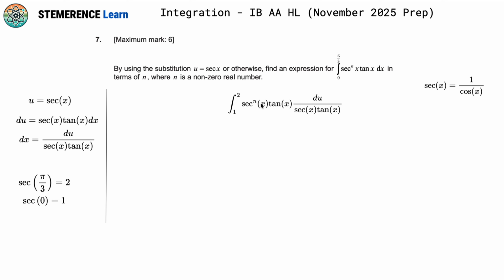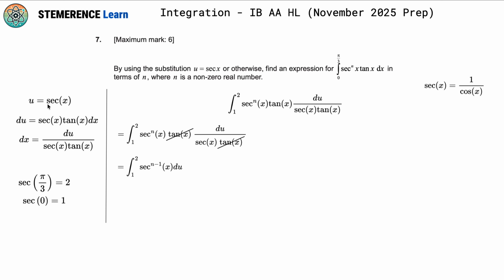And we get secant to the n of x times tan of x. And this is just du over secant of x times tan of x from here. And now if we simplify it further, notice that the tan of x cancels out. And then if we use our exponent laws, we know that since the bases are the same, we can subtract the powers. So we get the integral from 1 to 2 of secant to the n minus 1 of x with respect to u. But now we need to get this expression over here to be in terms of u.